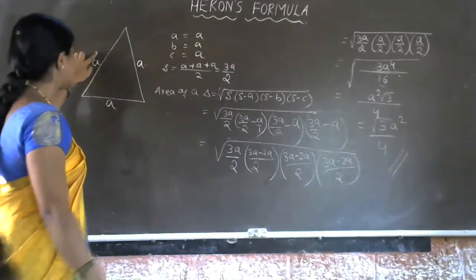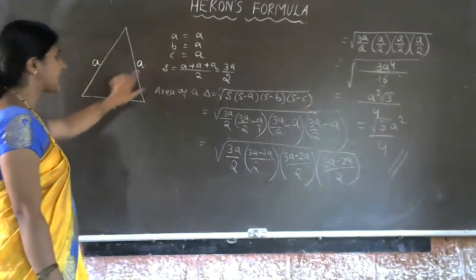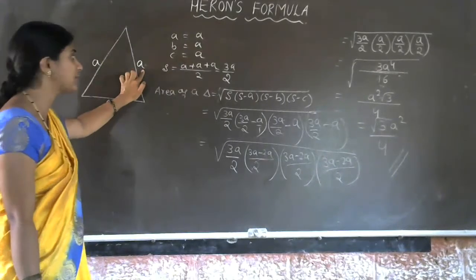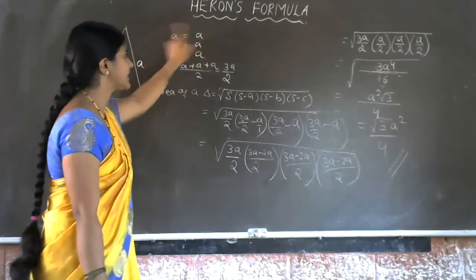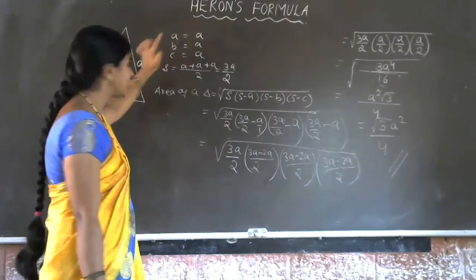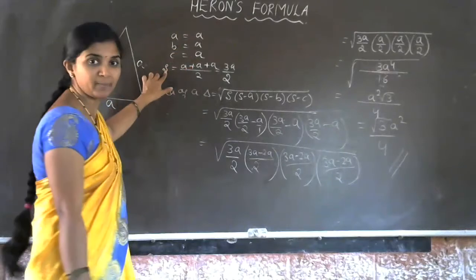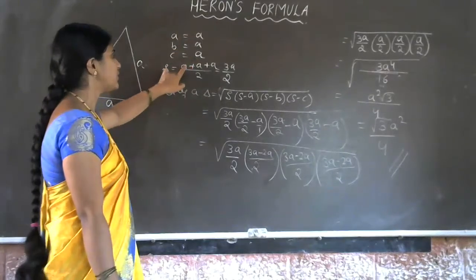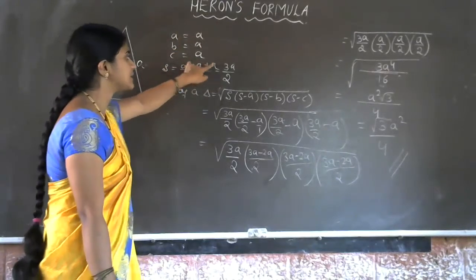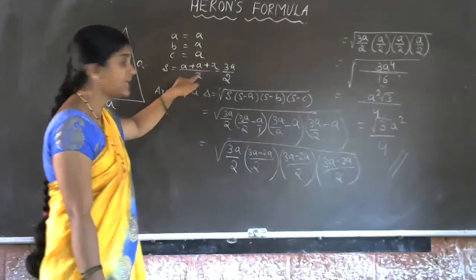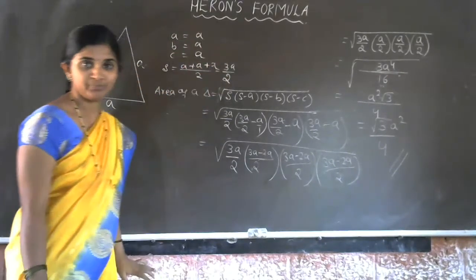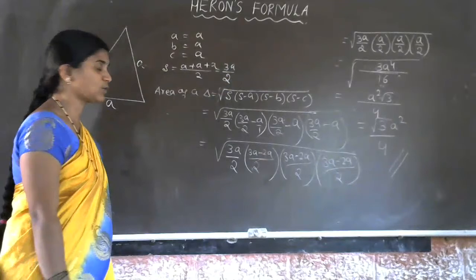So each side measurement is A. We are denoting this as small a. So the A side is A, the B side is also A, and the C side is also A. All the three sides are equal. Then what happens to S? S is equal to A plus A plus A divided by 2, which is 3A divided by 2. So S is equal to 3A divided by 2.